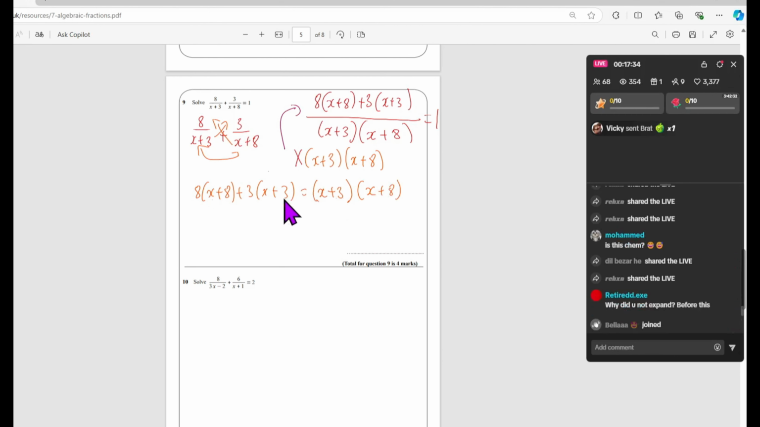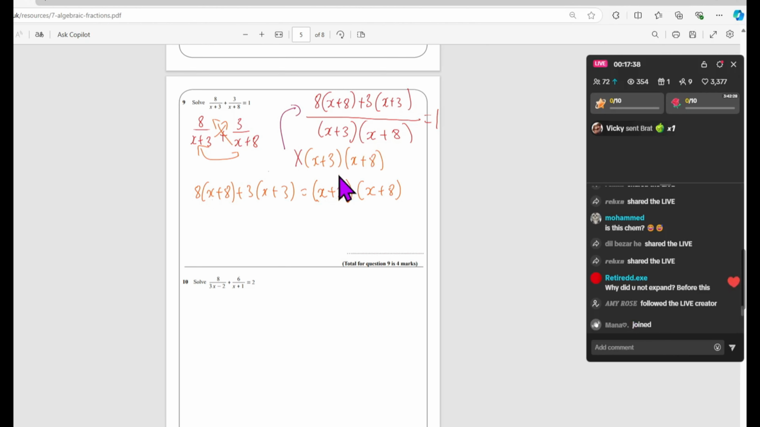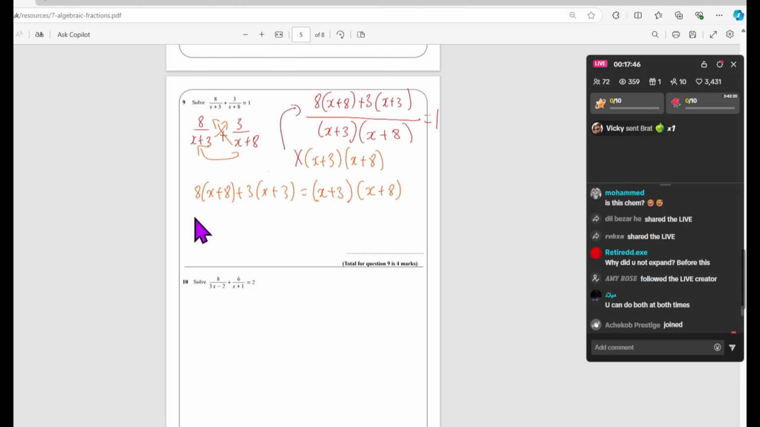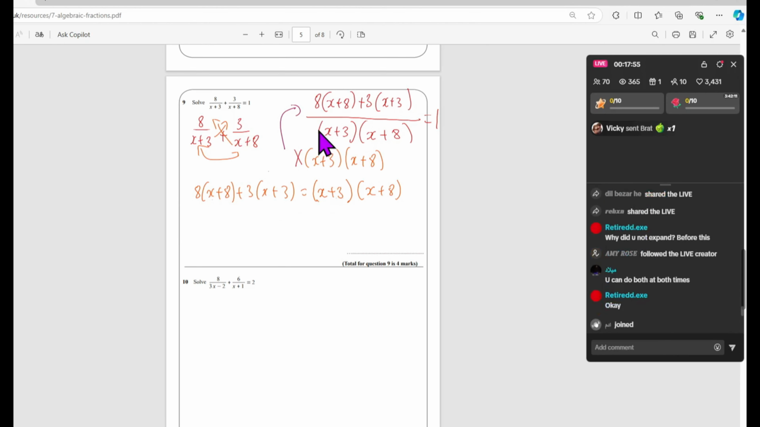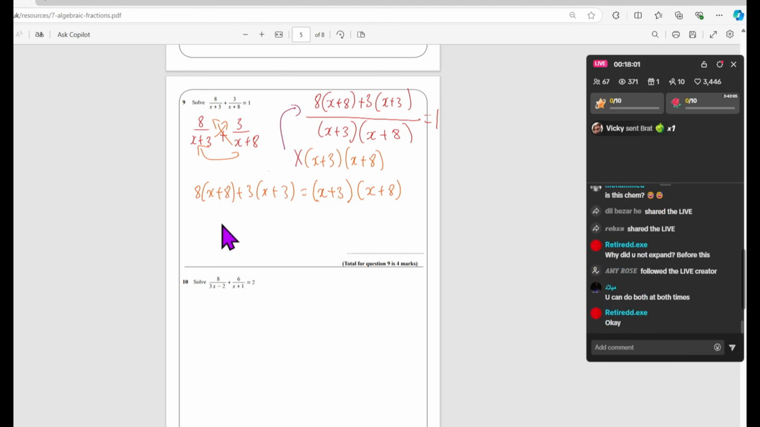Why did I not expand? Because if you had expanded before, you would still have got the same answer. But I prefer to expand last, after I've gotten rid of the denominator, because if you expanded before, it would be very hard to get rid of the denominator. Now we've gotten rid of the denominator and put it together as a full equation.